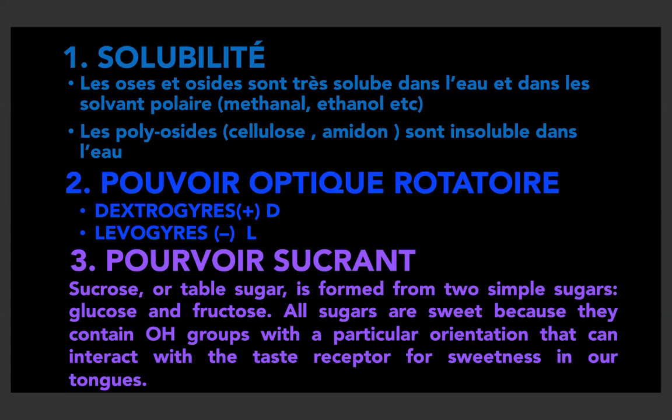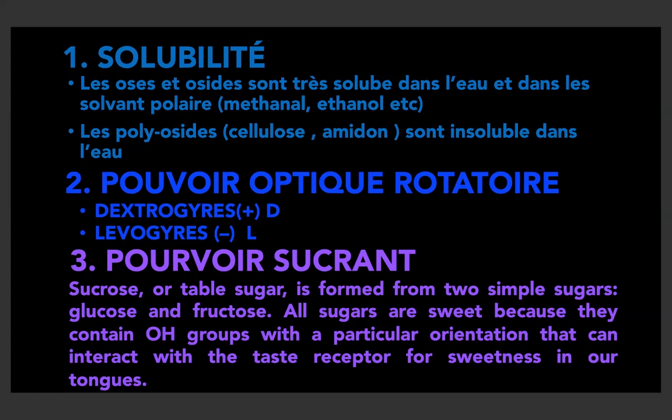So then we also have polyosides. The polyosides are like polysaccharides. So we have cellulose and amidon. These are very insoluble in water. So it's a very short query. Then we have pouvoir rotatoire, or pouvoir optique rotatoire.